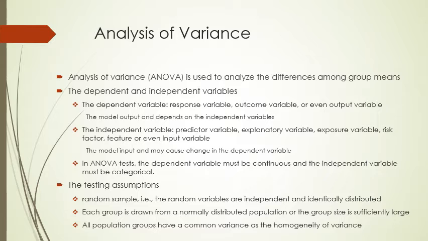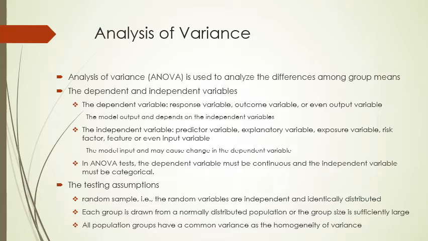First, the sample is a random sample. The observations should be independent of each other. The ANOVA test is not robust to violation of the assumption of independence. The results will be invalid if the assumption is violated.